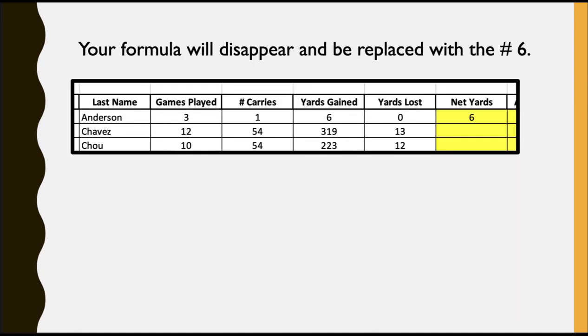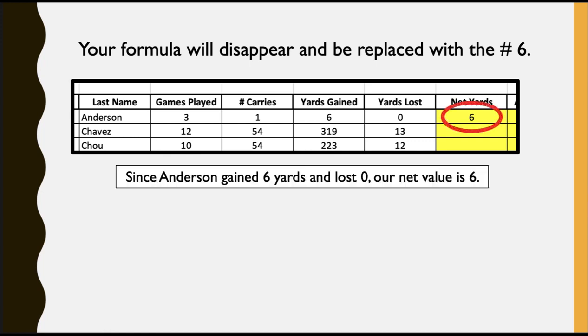Now your formula will disappear and be replaced with the number 6. Since Anderson gained 6 yards and lost 0, our net value is 6. So it did that calculation for you.